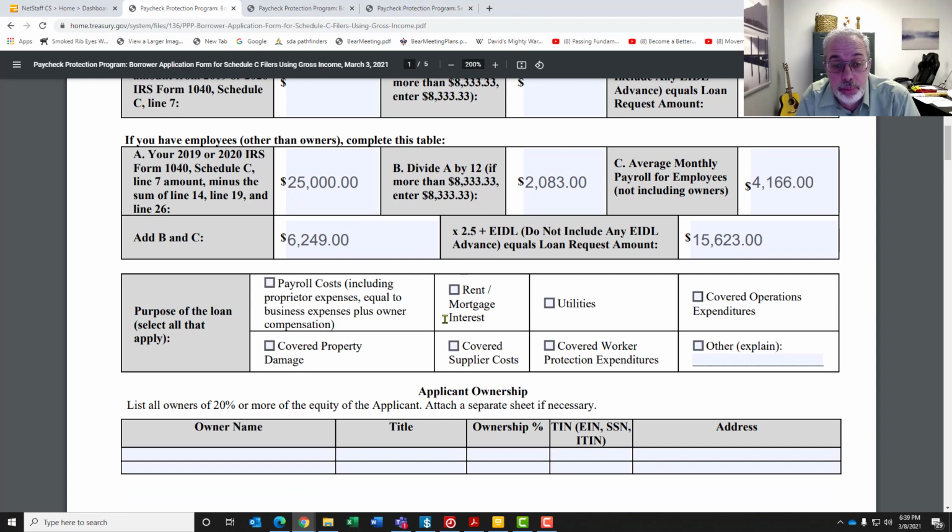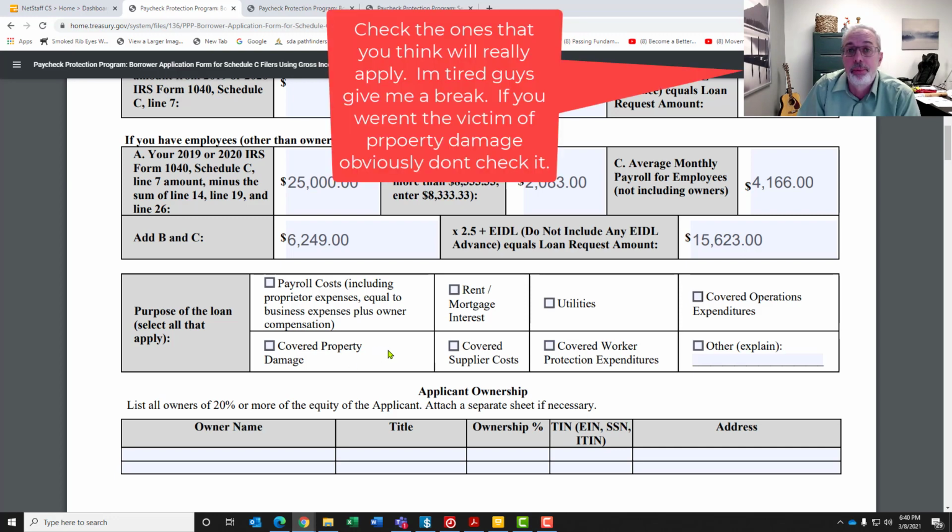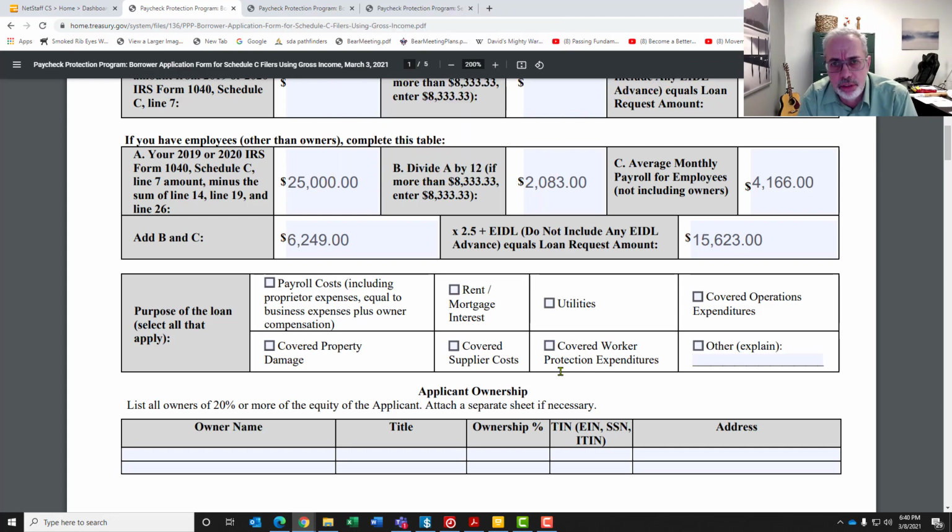Now we just have to tell them what the purpose is. And I'm going to tell you, I would suggest checking every one of these. No reason not to. And if you decide that you don't need to use it for utilities, no big deal, but we were up front from the start. So I'd go ahead and check them all. We've covered the fact in other videos that they've expanded some of these, like covered property damage from riots, covered supplier costs. So there's some extra stuff in here that wasn't on the original PPP. Don't get bogged down in that at this point. Right now, what I want you to do is get this thing filled out and get it to your bank immediately to make sure you get taken care of.